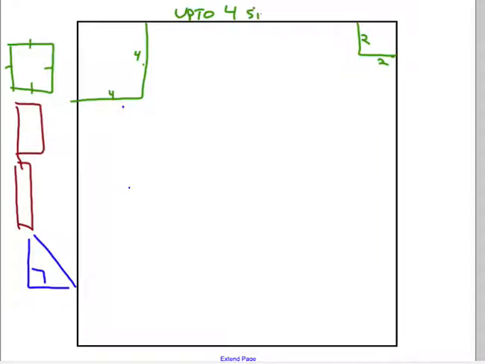I can do up to 4 similar for each ratio. So I've got 2 here. I'm going to do a giant one over here. Say this one is like 10 by 10. So that one's done. Now I'm going to move on to some rectangles.